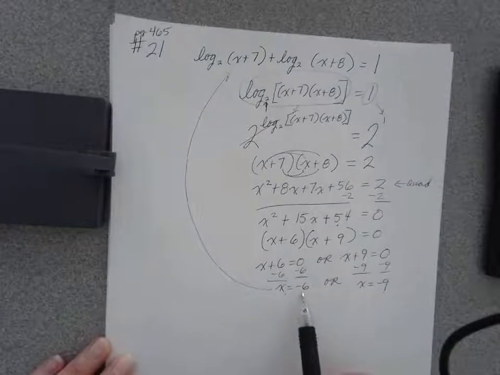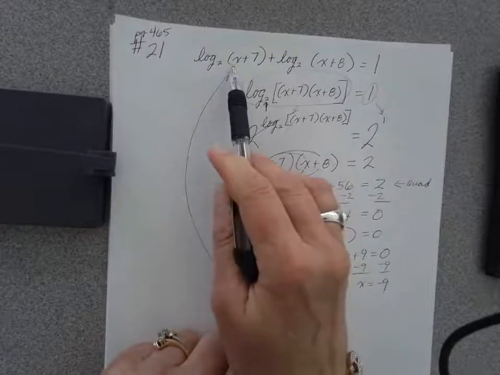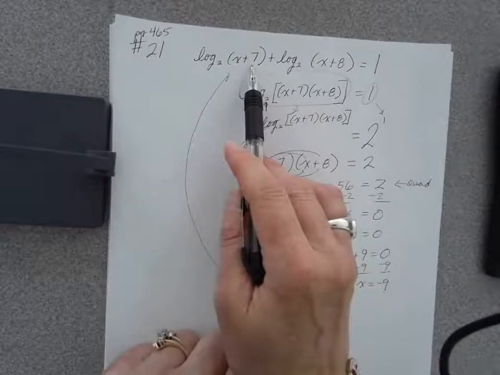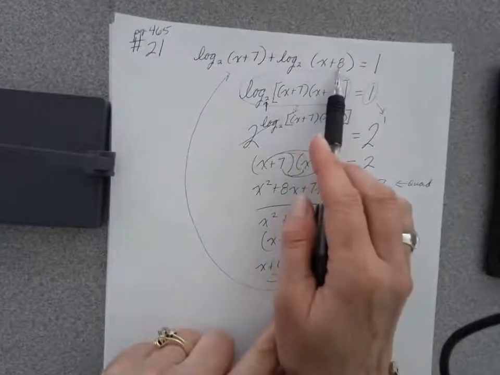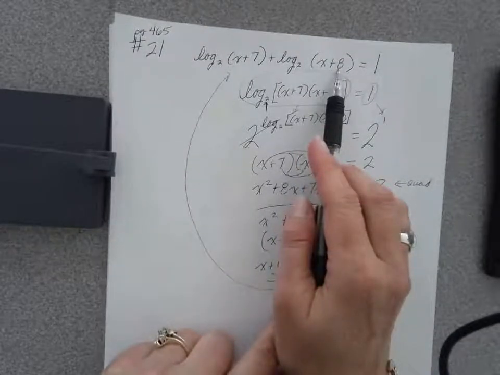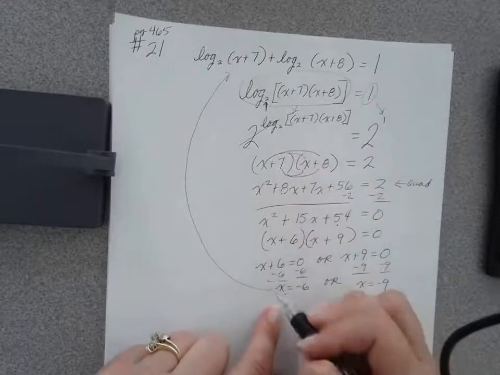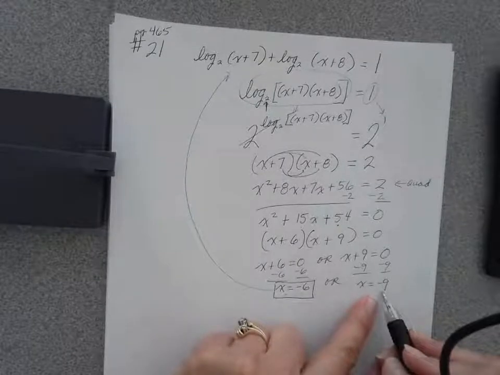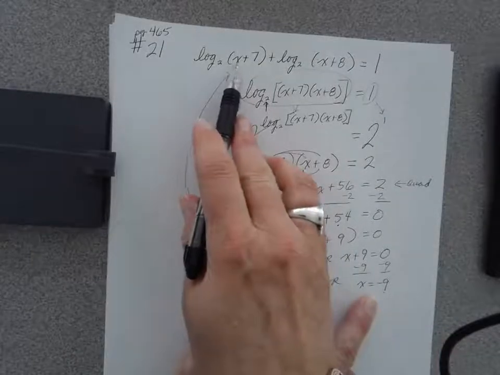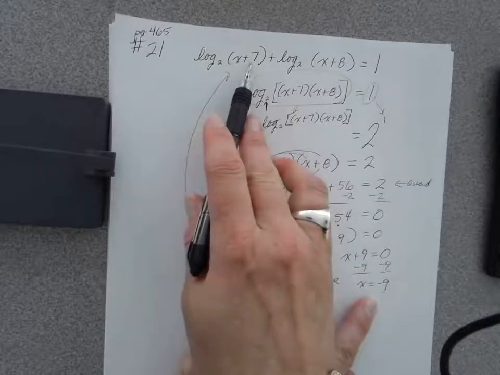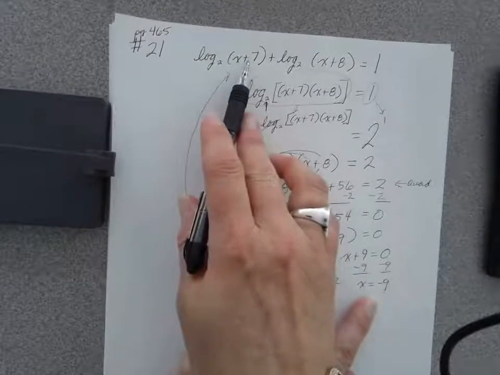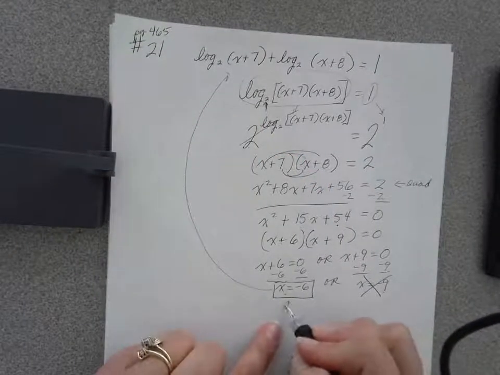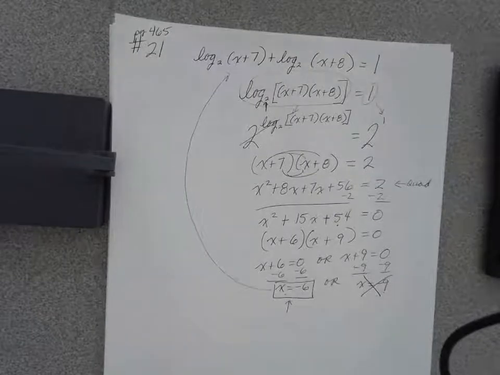So if I put a negative 6 in up here for x, is the first argument x plus 7 going to stay positive? Yes. If I put negative 6 in for x plus 8 in that second term, is that argument going to stay positive? Yes. So x equals negative 6 will work. What about negative 9? No, because if I take negative 9 and plug it into that first argument, negative 9 plus 7 is going to leave me with a negative in that argument. So that's not going to work. So the only solution is going to be x equals negative 6.